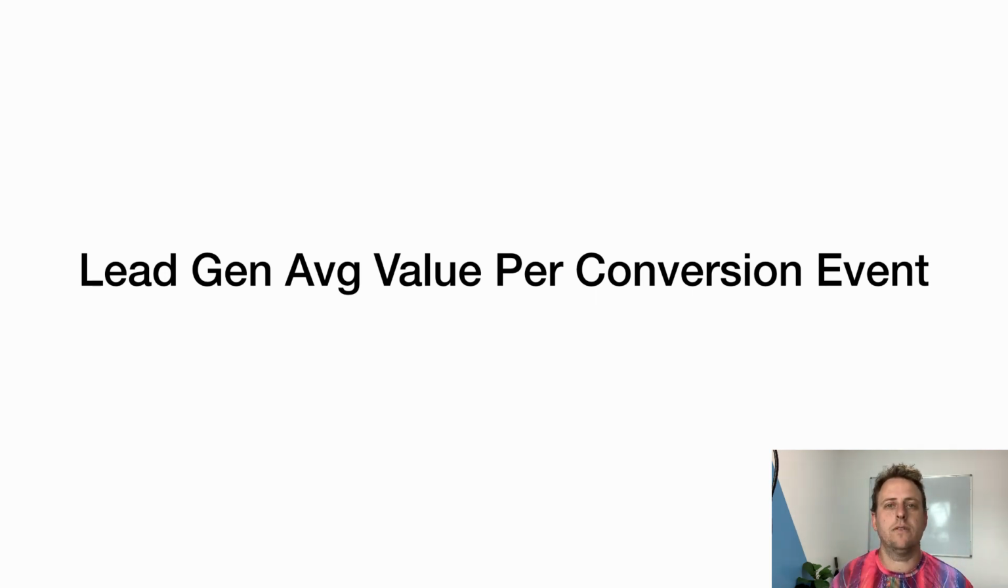So for a lot of different types of, if that's your goal, to just get leads in the door, then you need to know a number of metrics about the value of a lead, right? So the first thing we want to look at is your lead generation average value per conversion event. So a conversion event means whatever you're getting people to do to become a lead.